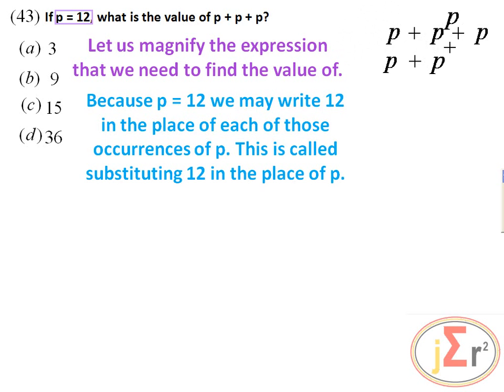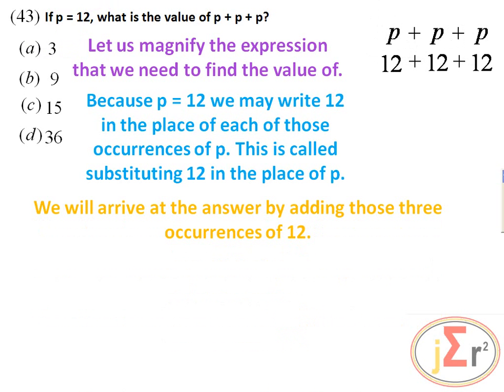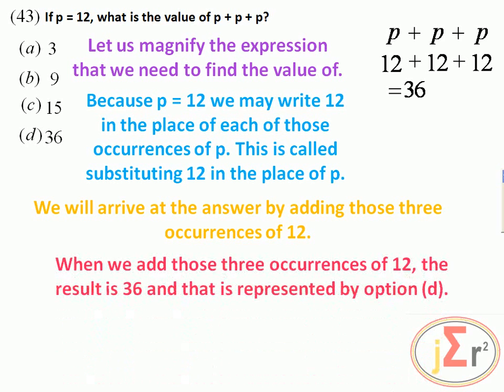We're just writing the expression again so that when we do the substitution, we still have an occurrence of the original expression on the screen. Make a substitution, make another, and finally we will arrive at the answer by adding those three occurrences of 12. If we add those three occurrences of 12, the result is 36. And that is represented by option D.